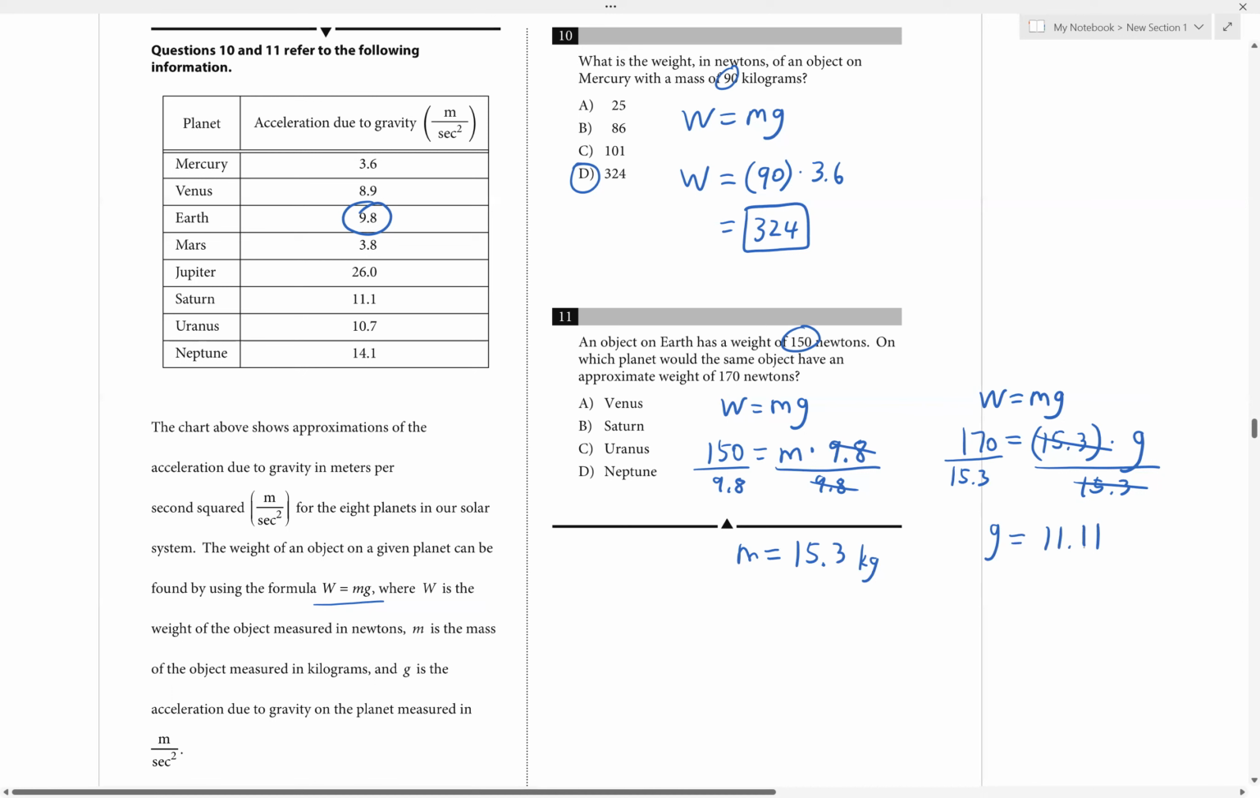So which one is the closest on the table? 11.1 has to be right there, so it corresponds to Saturn. So we know the object must be on Saturn in order to have a weight of 170. So letter B should be our final answer, number 11.